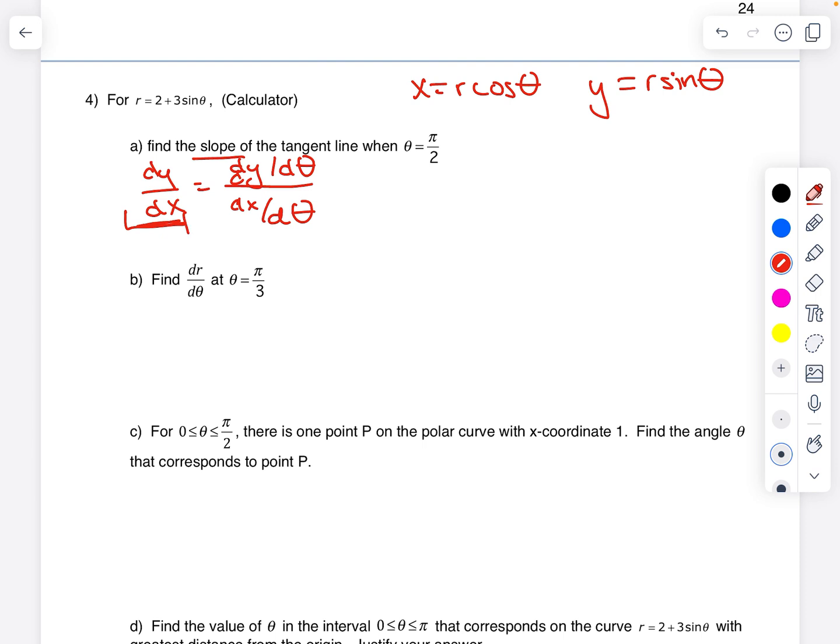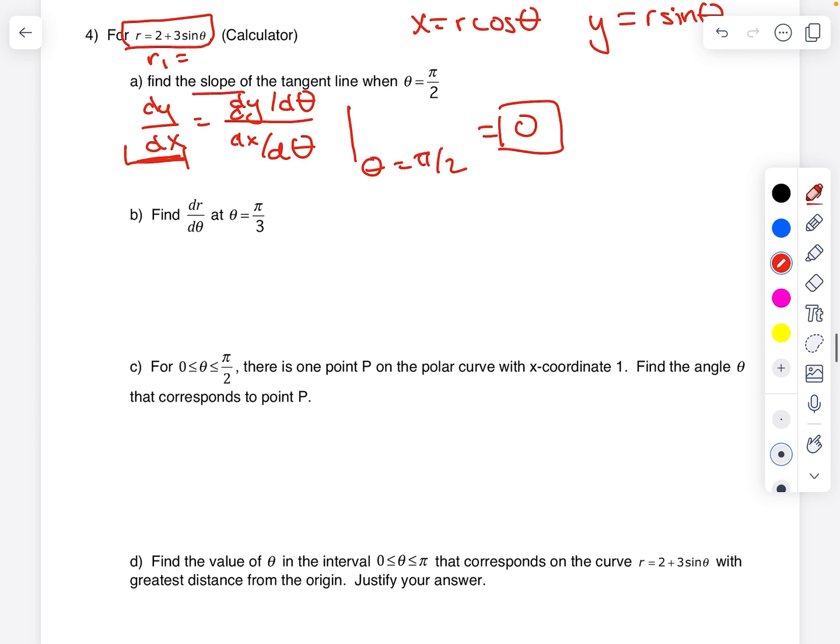So you're going to type in r equals 2 plus 3 sine theta into your calculator. Make sure your mode is on polar, and you can just type in the r. And if you go to second trace, calculate, your dy/dx should be one of the pieces. And at pi halves, you should get 0.